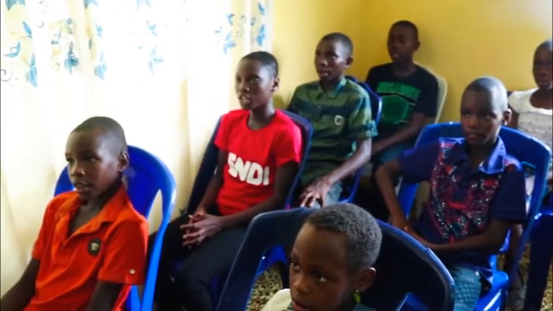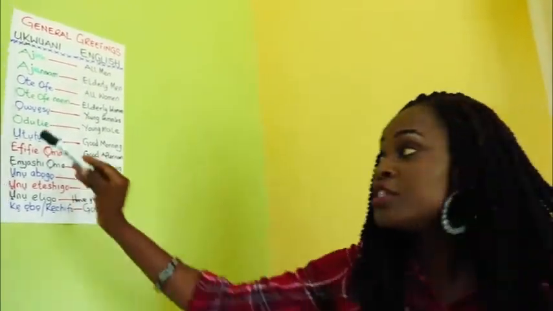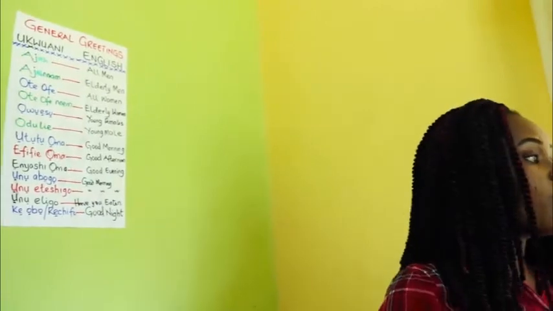And then there's also an elderly man or elderly men. For elderly men, you greet Ajennam. Ajennam. That's for elderly men. All women, all grown-up women, you greet them Oteofe. That's for all women.